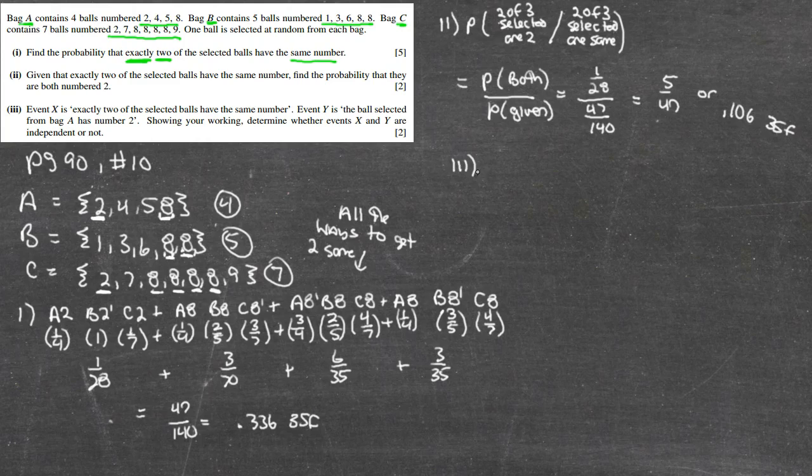Now in part 3, they're saying that X is exactly 2 of the selected balls have the same number, and Y is the ball selected from bag A is number 2.